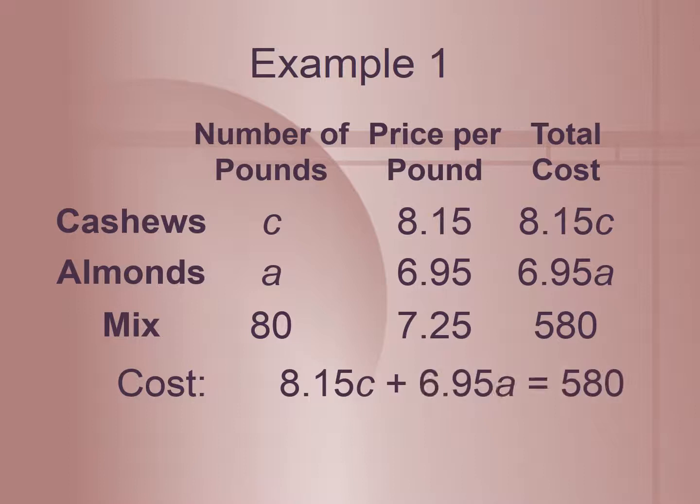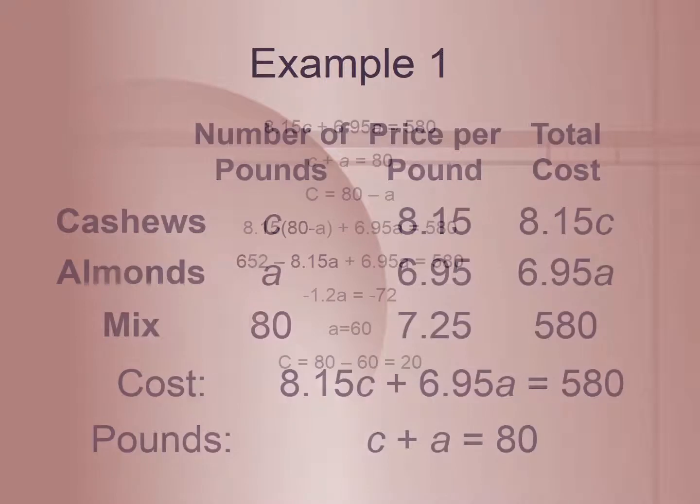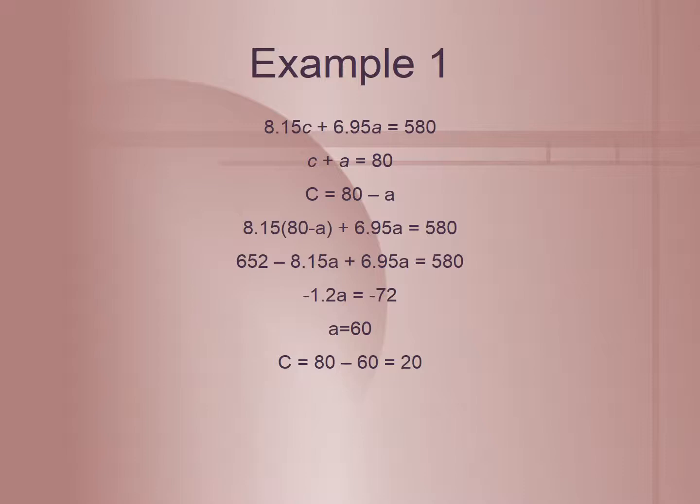All right, so we know that we want our total cost to be $580, which means that this cost plus this cost has to be $580. So this is how we would write the equation: 8.15C plus 6.95A equals 580. That would be our equation. And then we also know that our number of pounds equals 80. So that means that our pounds of C plus our pounds of A have to be equal to 80. Given this information, we can solve.